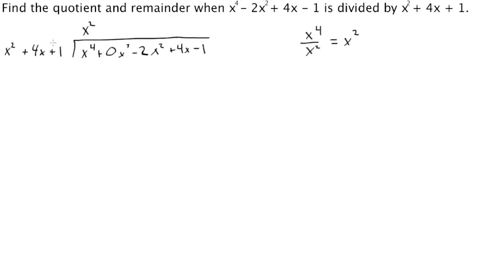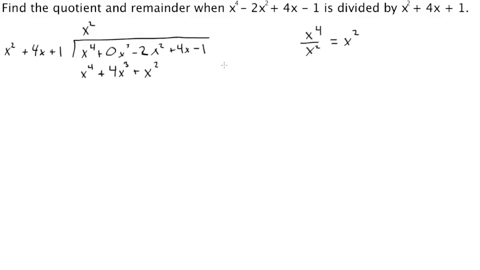Now I multiply every number here by x squared. So x squared times x squared is x to the fourth. 4x times x squared is going to be 4x cubed. Notice I'm going to put it underneath my x cubed term from the original polynomial. And then 1 times x squared is x squared. So again, I'm going to write it under the x squared term.